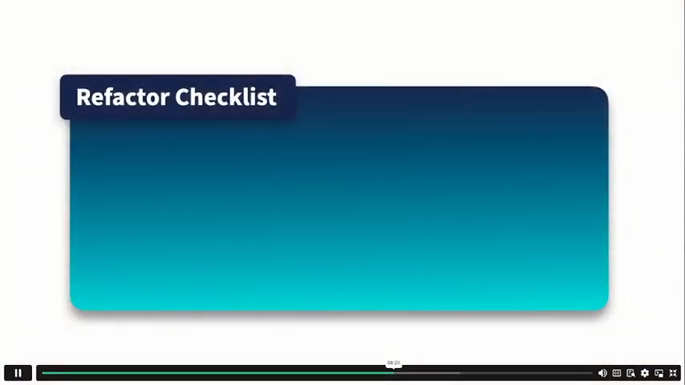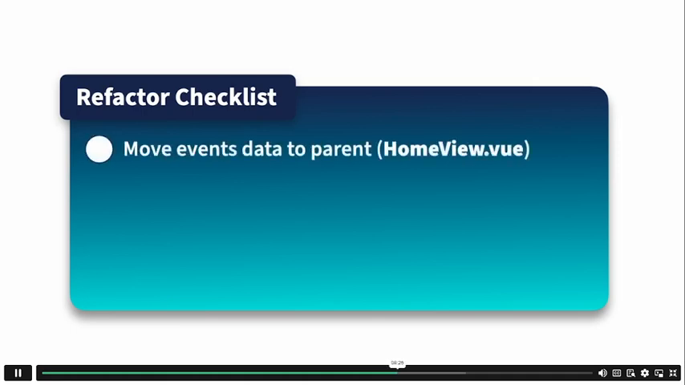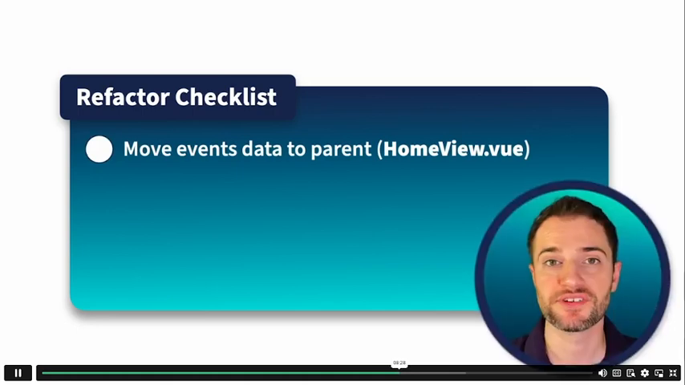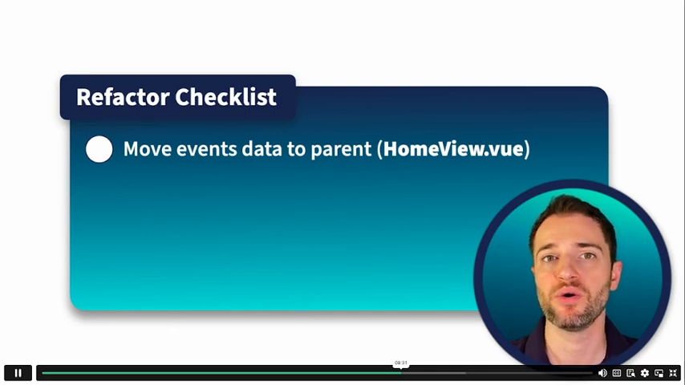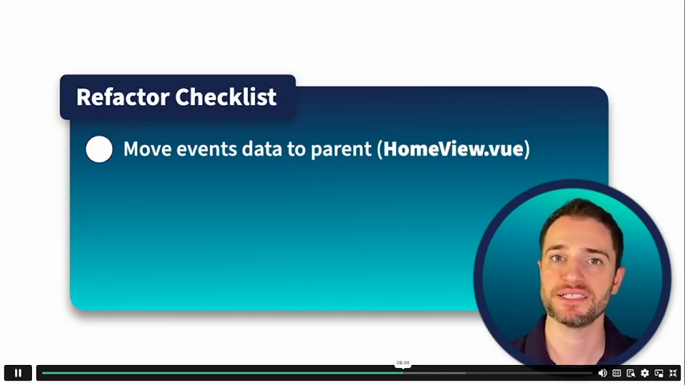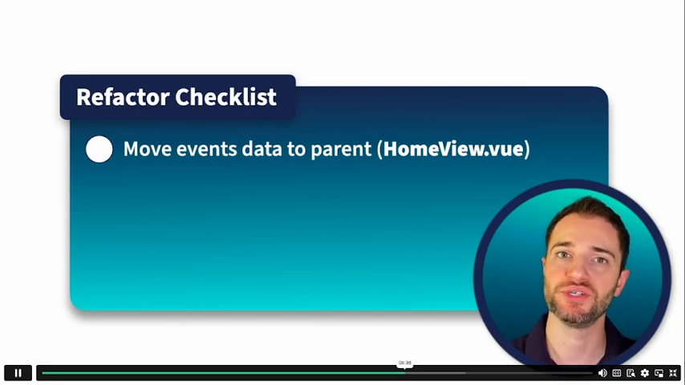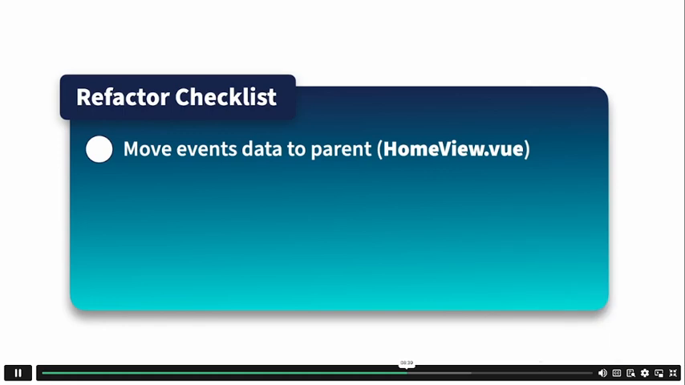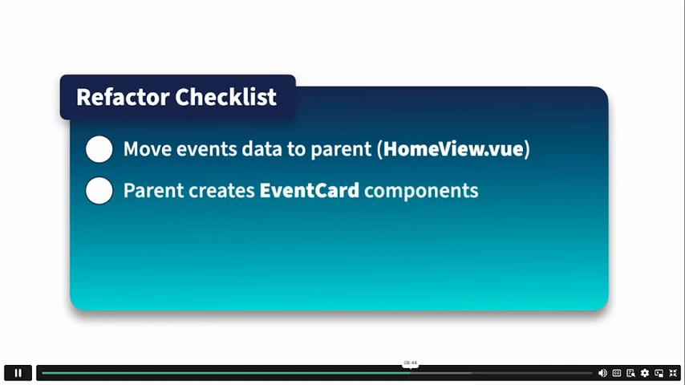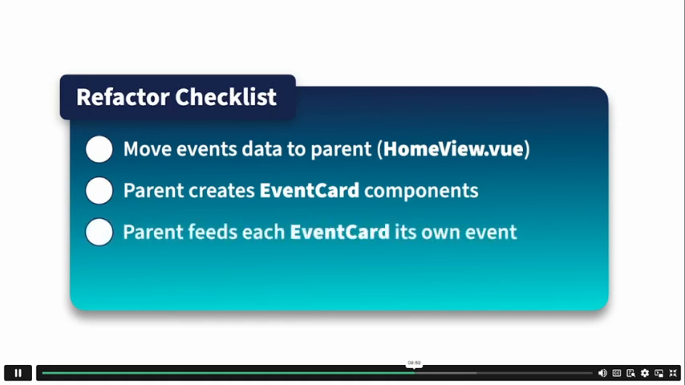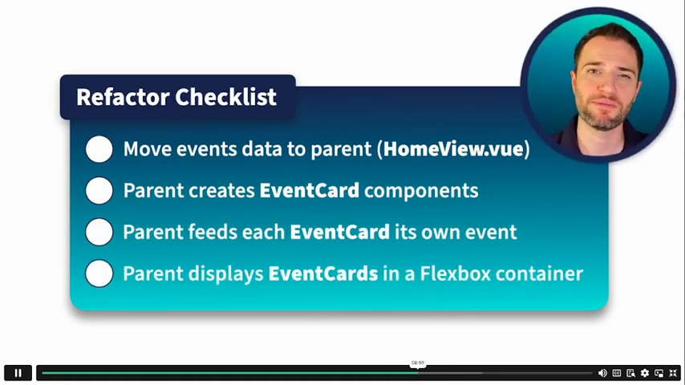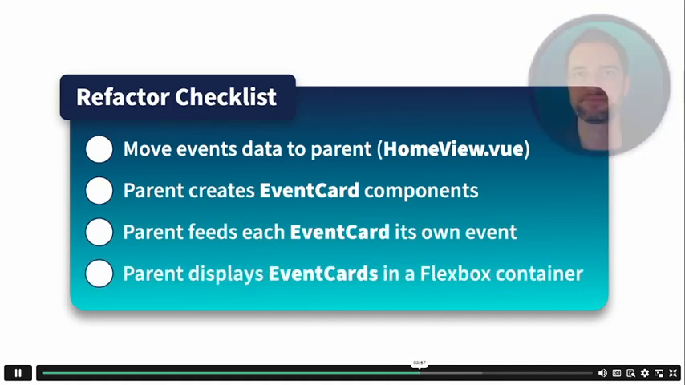Our refactoring to-do list includes the following items. First, we'll want to move the events data to the parent, HomeView.vue. The reason for this is because, as I mentioned, we're going to have a whole collection of events. So we want the parent to have that collection and to be creating a new event card for each event. Which leads us to the second to-do item, where we'll set up the parent to create our event card components based on that event data that it has, feeding each of those event cards its own event through a prop. And then finally, to make things look good, we're going to wrap all those event cards in a Flexbox container.